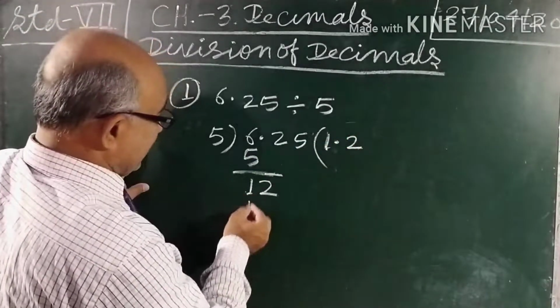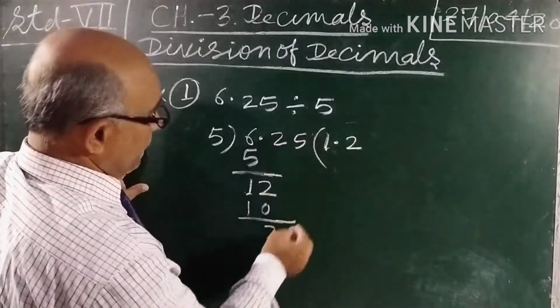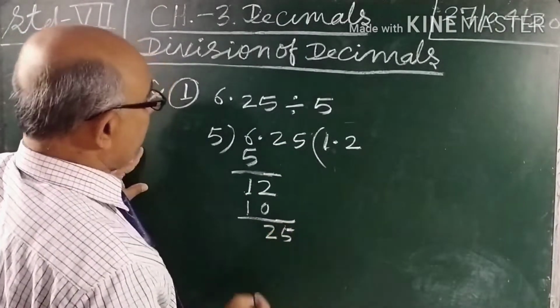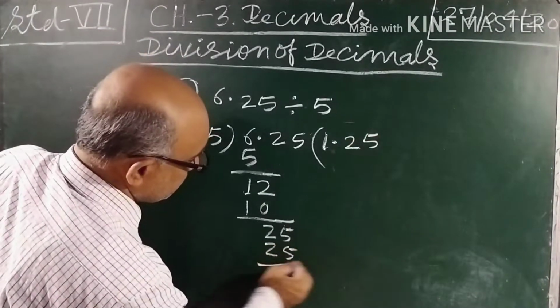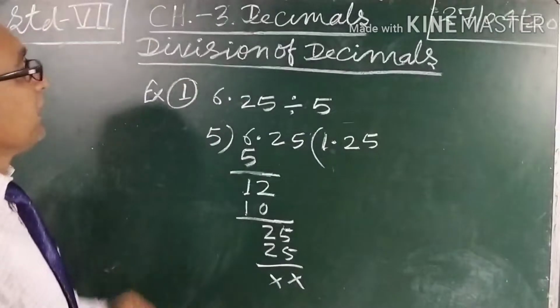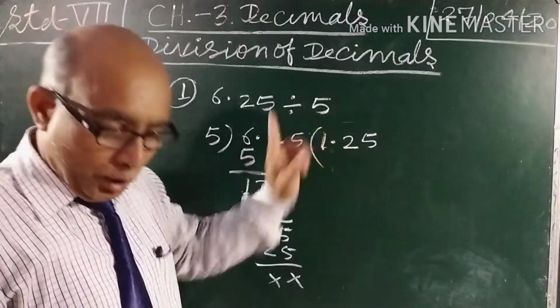5 twos are 10. Remainder 2. Now 5 is brought down for division. So 5 fives are 25. In this method, decimals are divided by a whole number.